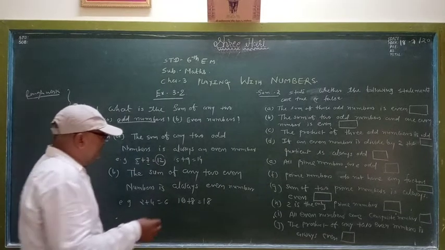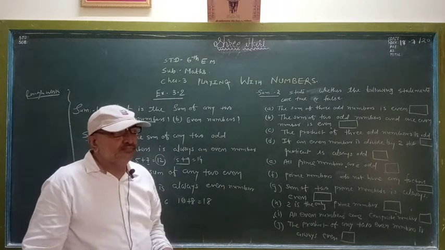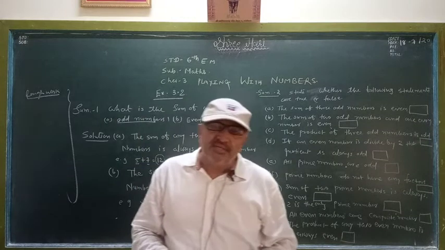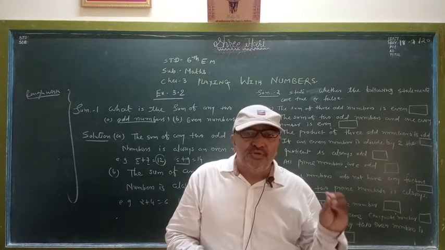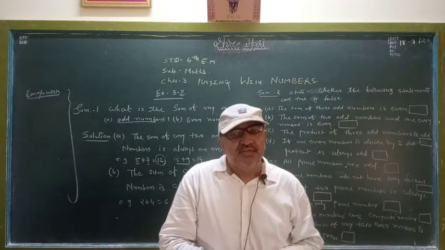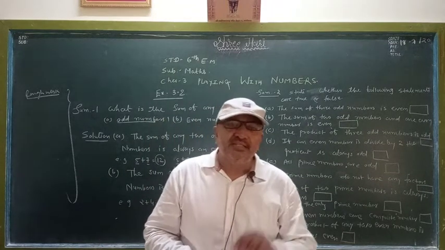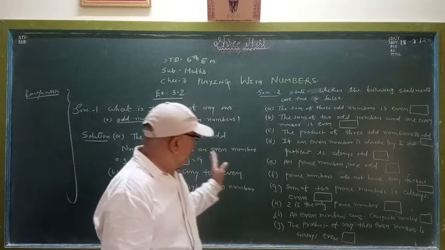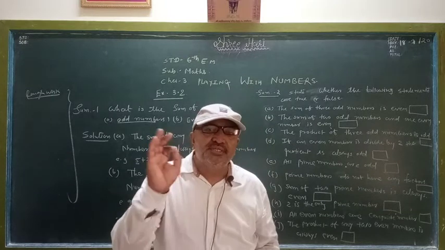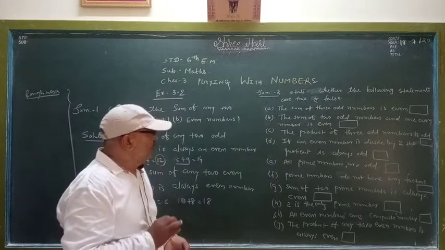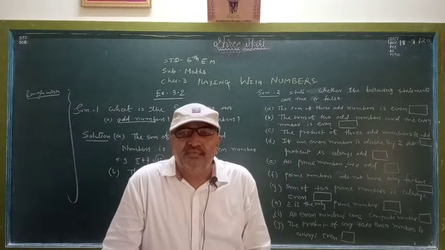Another example, 5 and 9 are both odd numbers. You know which numbers are odd and which are even. Odd numbers have a last unit digit of 1, 3, 5, 7 and 9. And the numbers whose last unit digit is 2, 4, 6, 8 and 0, they are all even numbers.